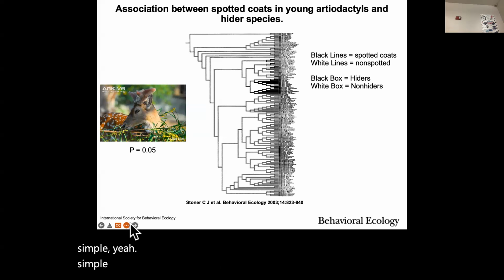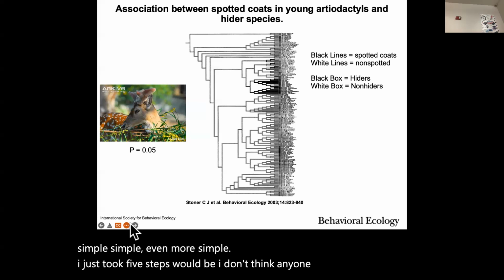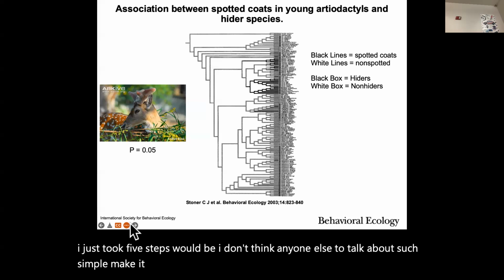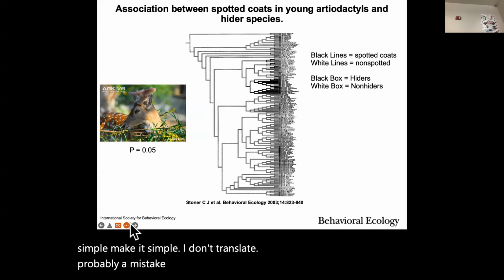Simple, even more simple. I just took biostats with me. I don't think anyone else is taking biostats. Yeah. Simple, make it simple. I would say, I don't know. Translate. Probability mistake. Now translate it out. Make it simple. P-values suck.